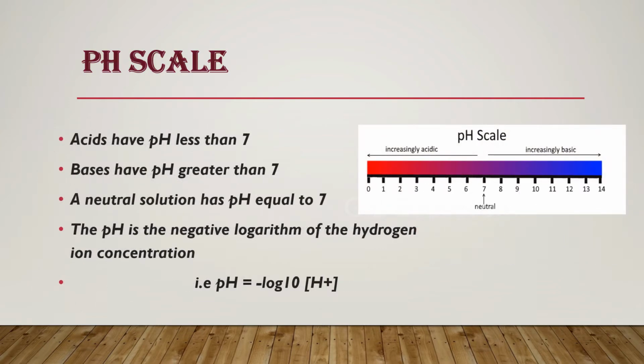Acids have pH less than 7. Bases have pH greater than 7. A neutral solution has pH equal to 7. The pH is the negative logarithm of hydrogen ion concentration. That is, pH is equal to minus log 10 [H+].